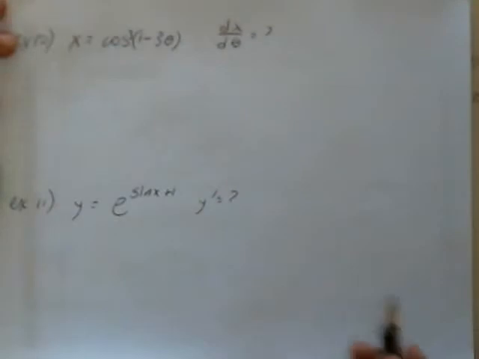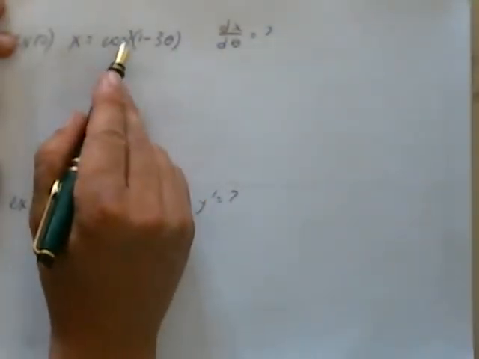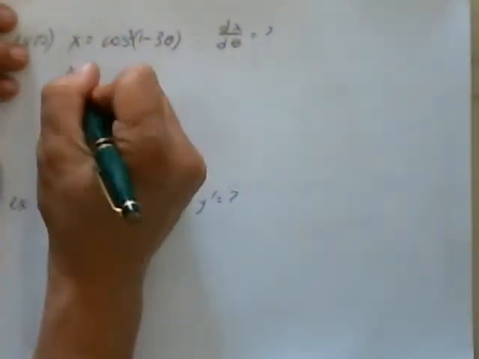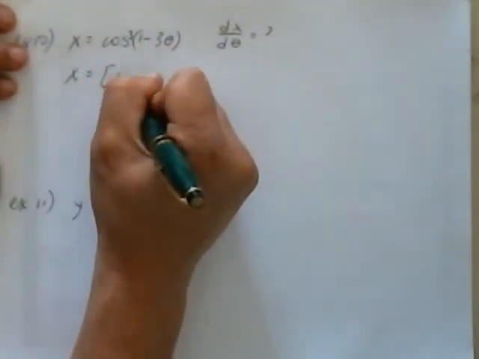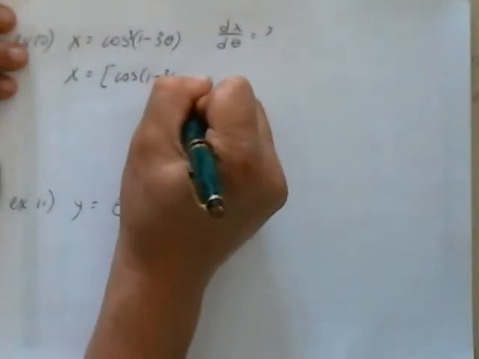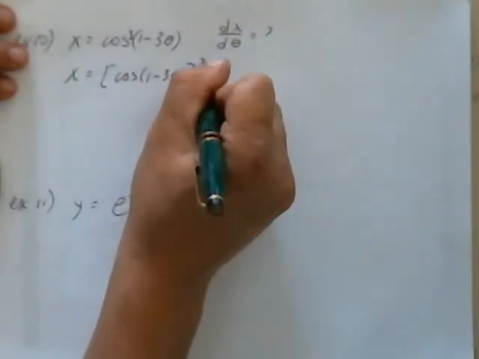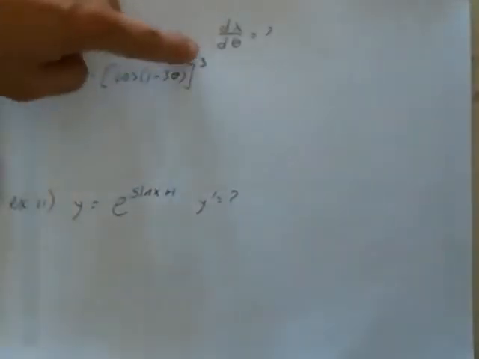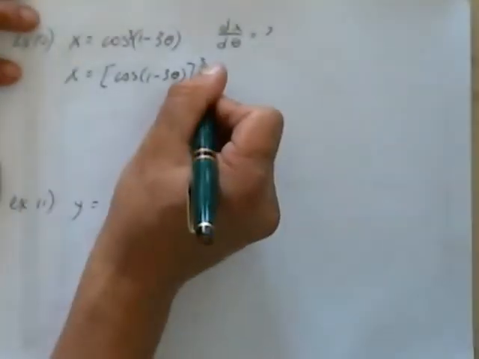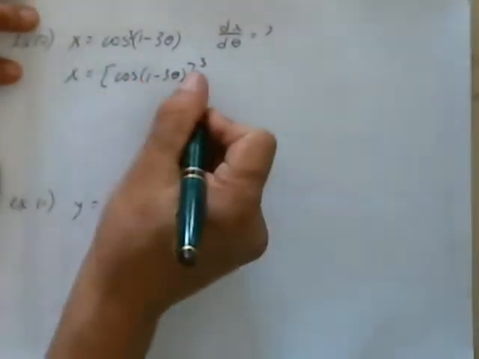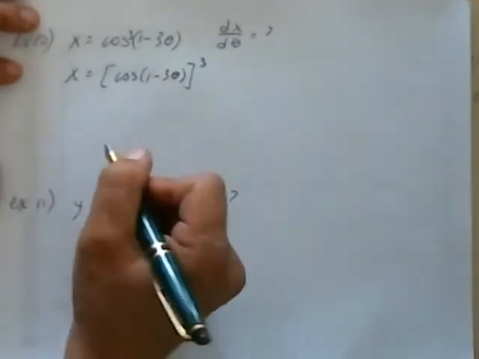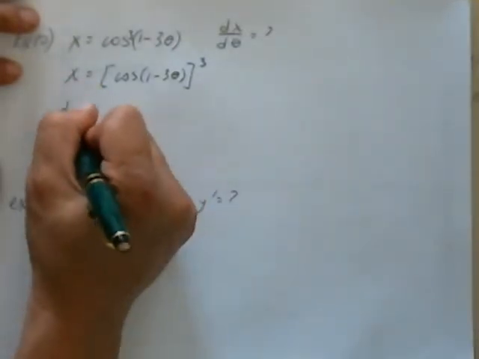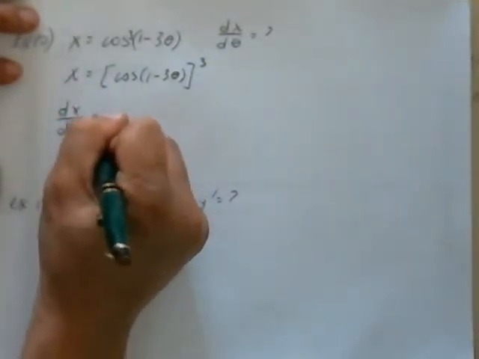You want dx d theta. The cube is killing me because I don't know what to do with that. If you want to rewrite it, you should know how to rewrite it by now. It's going to be cosine of 1 minus 3 theta to the third. That way you can see this a lot better. And so this cube is actually on the outside. Use the power rule, bring it on down. As soon as you bring the power, use this power rule, product rule, quotient rule, chain rule, you've actually taken the derivative. So it's going to be dx over d theta.